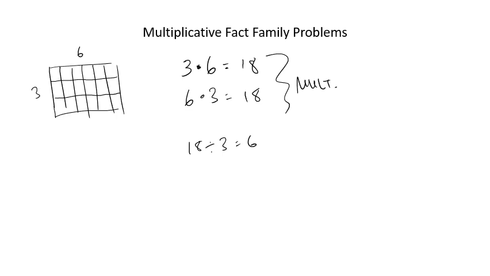Now, the commutativity doesn't apply here because we can't also do 3 divided by 18 equals 6. You're going to see students who want to apply the multiplication pattern to division, and that simply doesn't work. So we have 18 divided by 6 equals 3. And this is a good launching point for talking about division.